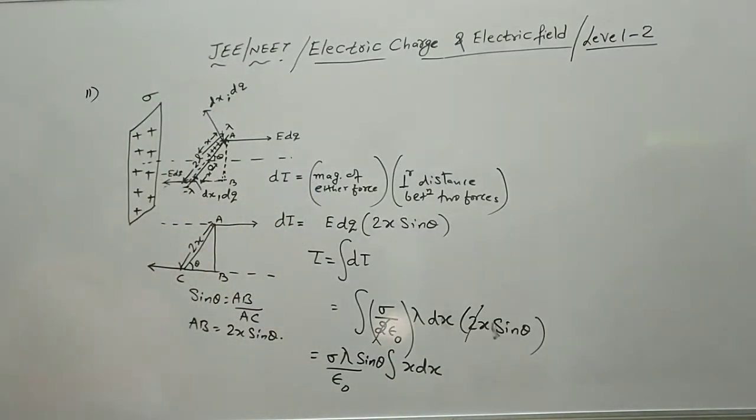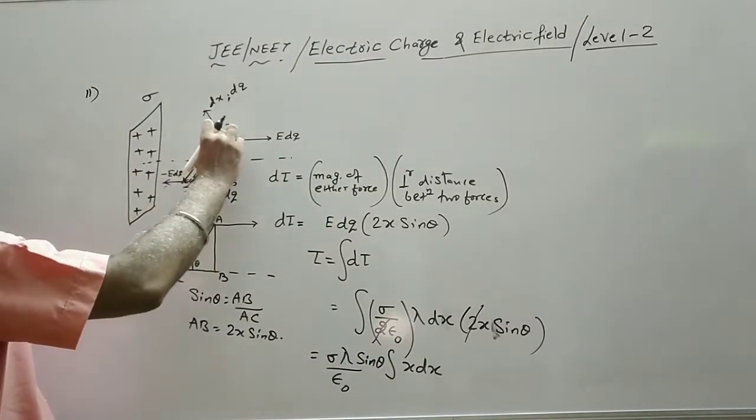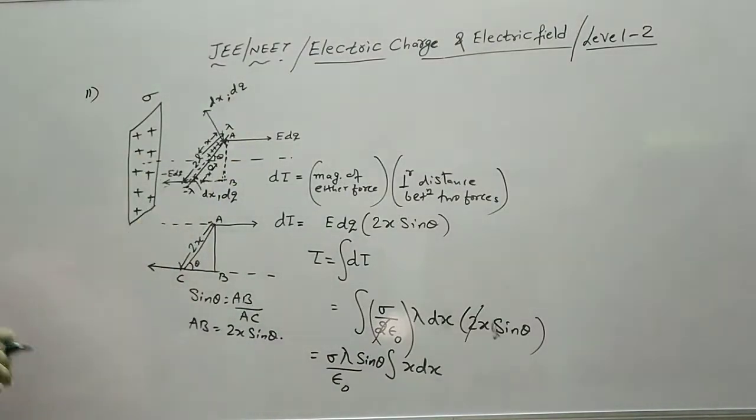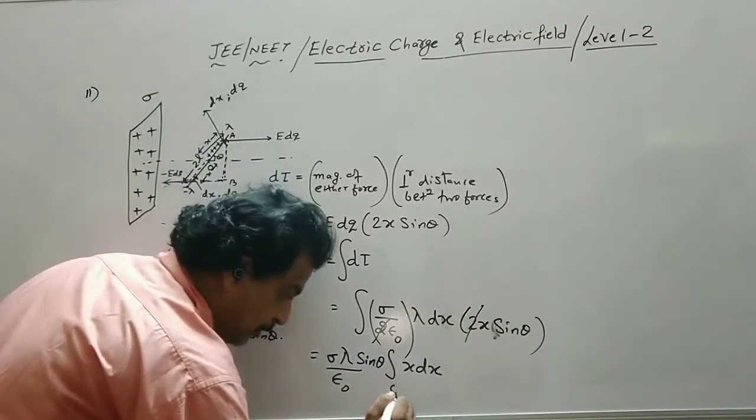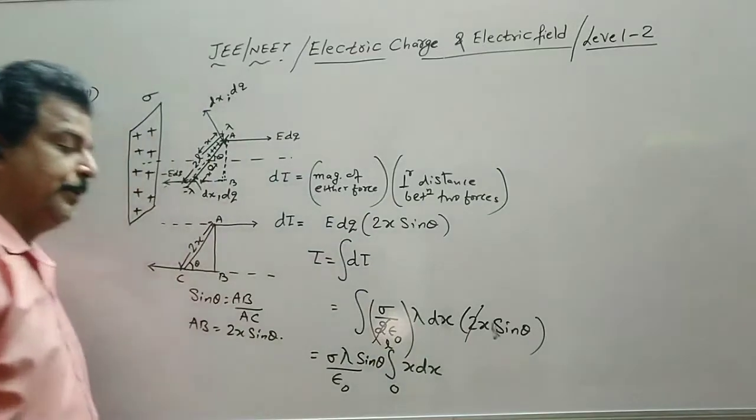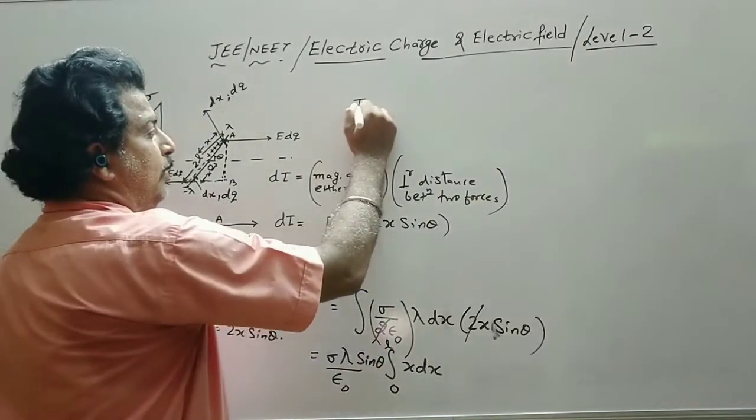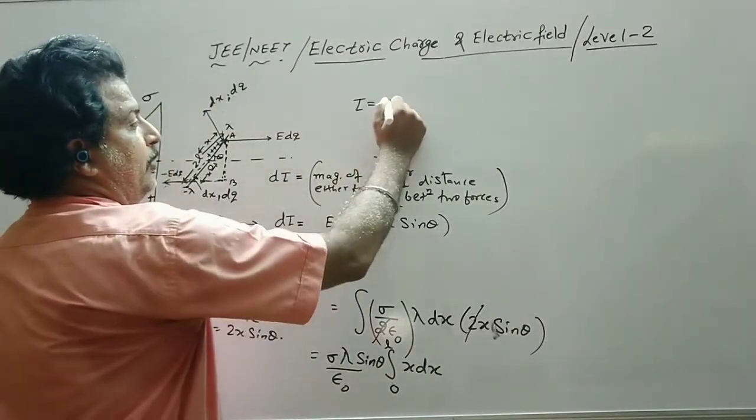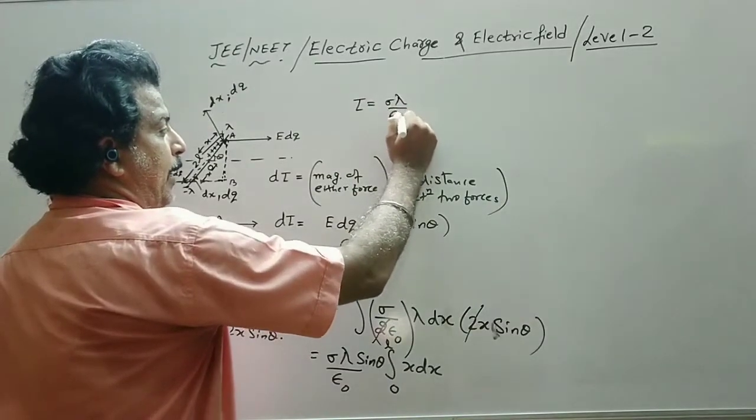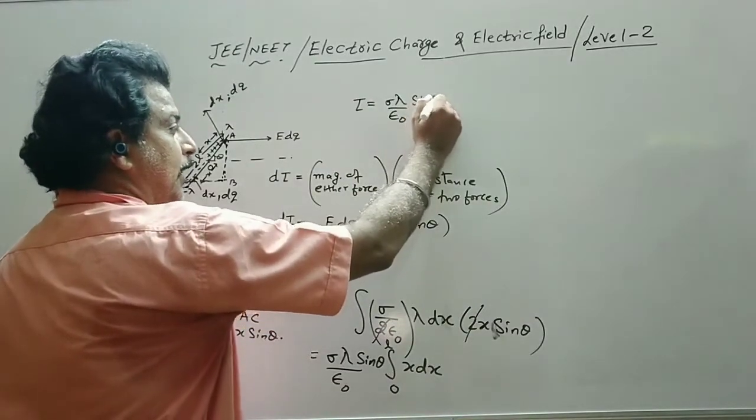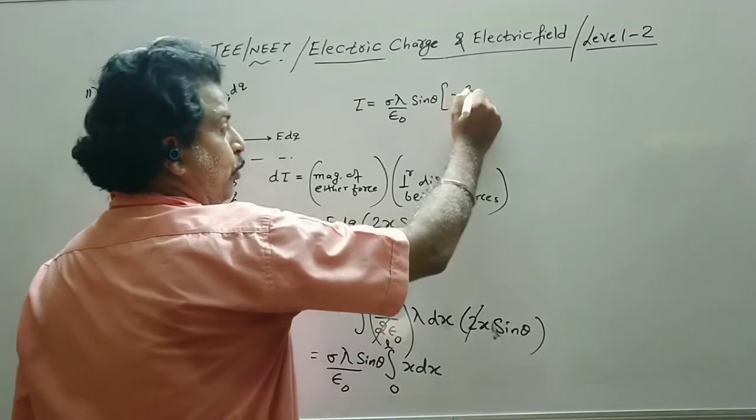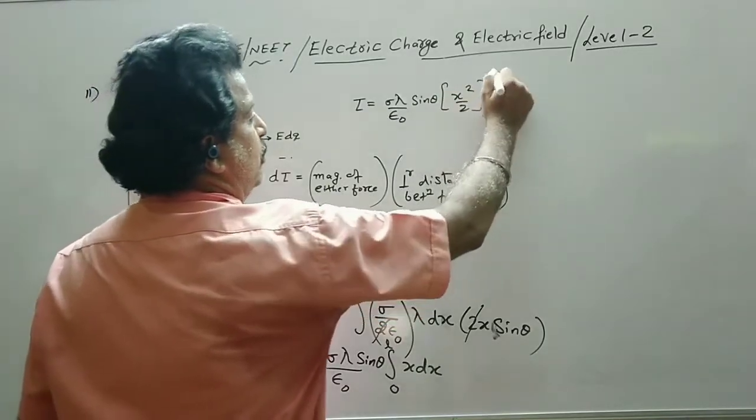So now we have two elements and the total distance is 2L. The total distance is 2L, but we have taken two elements at a time. So the length or the limit will be taken as L. So the limit is 0 to L. So this tau can be written as sigma lambda by epsilon naught sin theta integral of x dx, that is x square by 2, and limit becomes 0 to L.